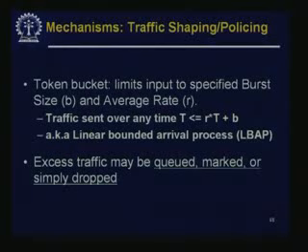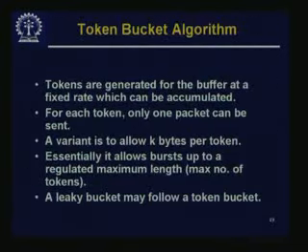So, this is a token bucket. It limits the input to a specified burst size and average rate. So, traffic sent over any time T is less than or equal to r times T, that means the average rate multiplied by T, plus some burst size, also known as a linear bounded arrival process. So, there is a bound on the arrival process. Excess traffic may be queued, marked, or simply dropped.